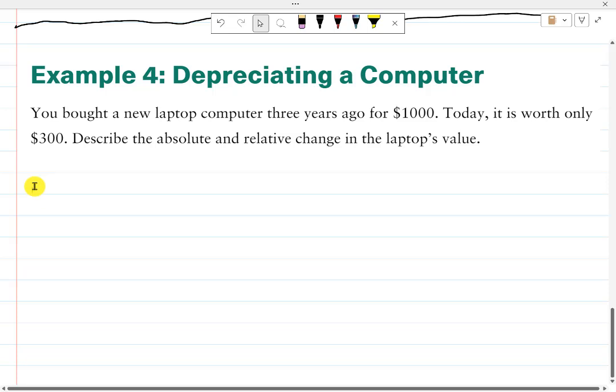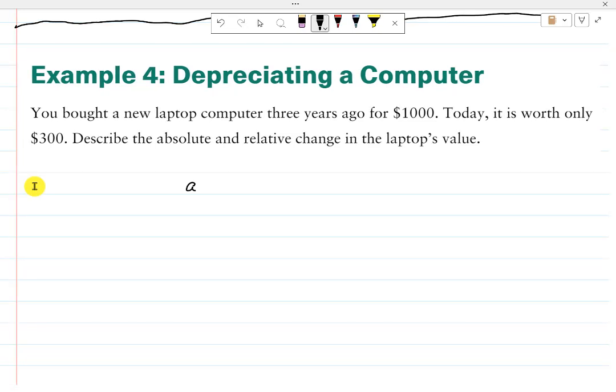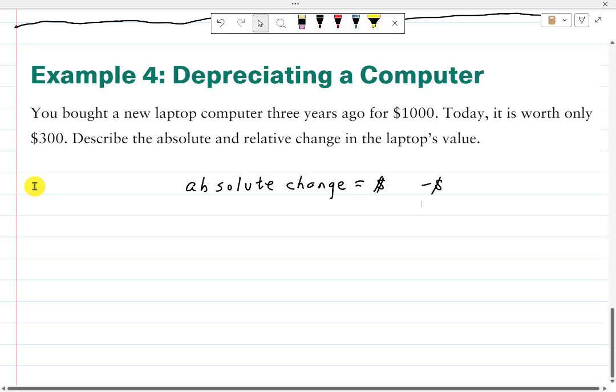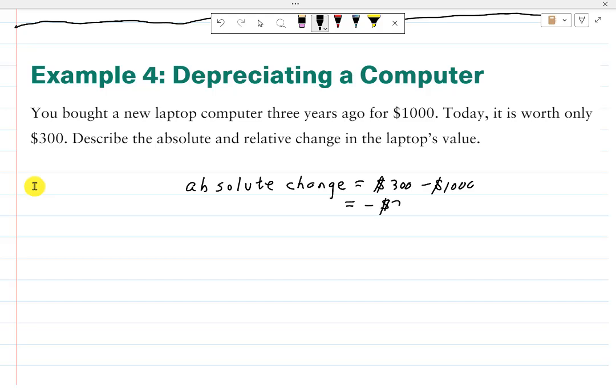Here's an example where you bought a computer that's gone down in value. So we'll take a look at the absolute and relative change. It was $1,000. Today's value is $300, so it's gone down in value. So the absolute change, that's going to be the 1,000 minus 300. Sorry, I have it backwards. 300 is the new value minus the old value. And that's negative $700.